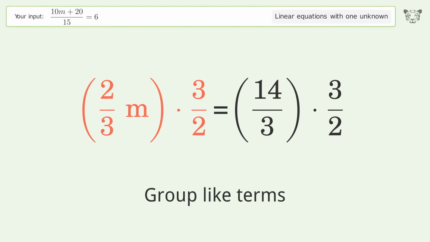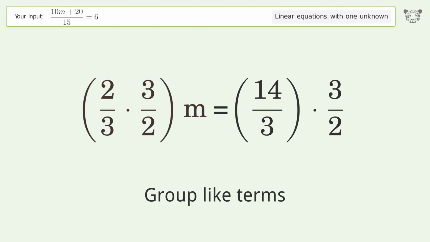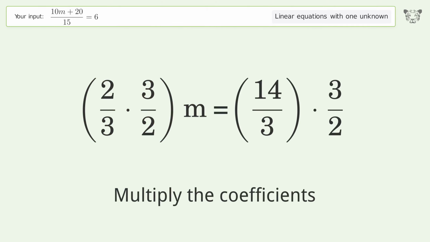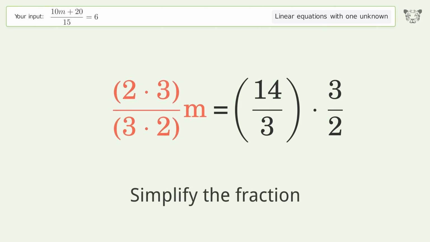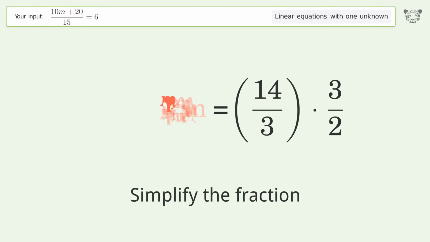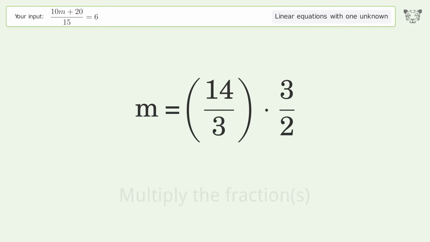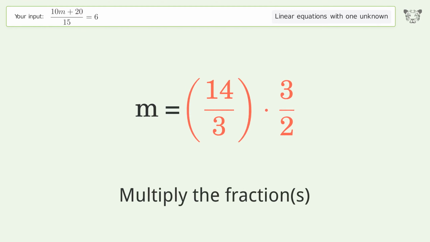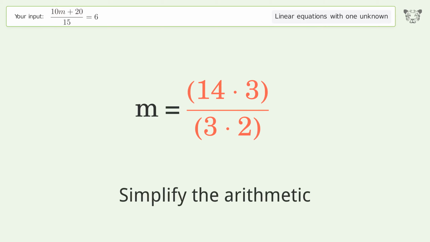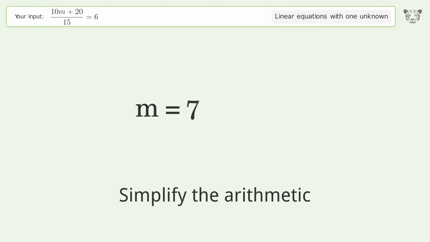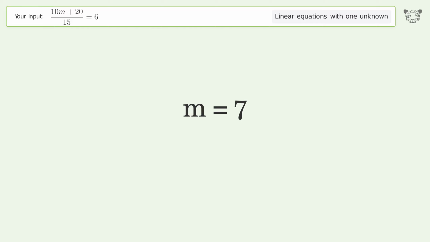Group like terms. Multiply the coefficients. Simplify the fraction. Multiply the fractions. Simplify the arithmetic. And so the final result is m equals 7.